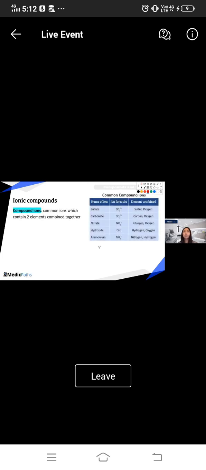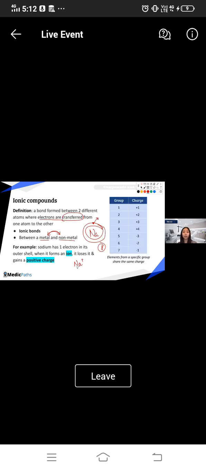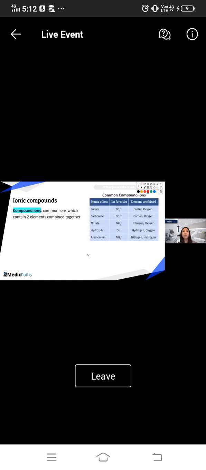Now, there's also something called compound ions. So just now we looked at a simple ion, like Na+. Compound ions are basically some common ions which contain two or more elements combined together. So for example, you might have heard of things like sulfate, carbonate, nitrate, etc. Sulfate has S and O, so sulfur and oxygen included. Nitrate has N and O, nitrogen and oxygen, right?